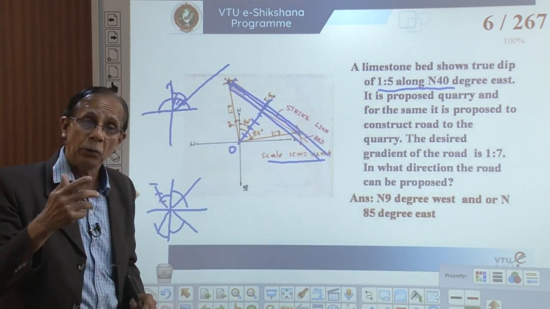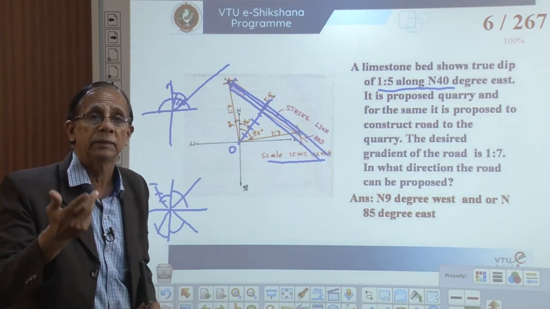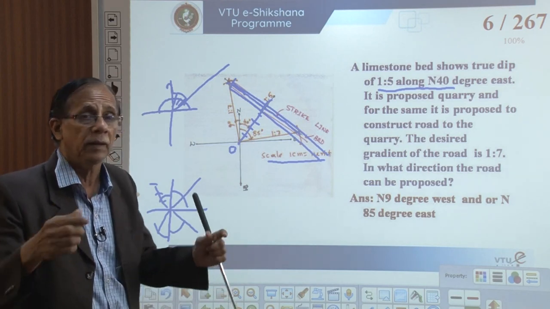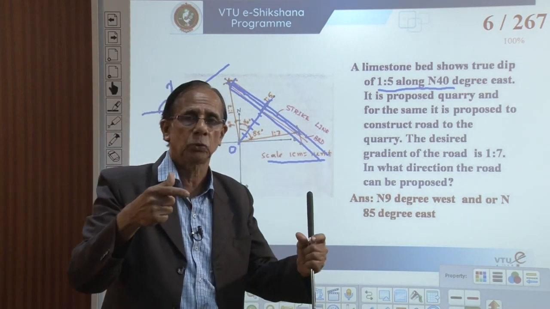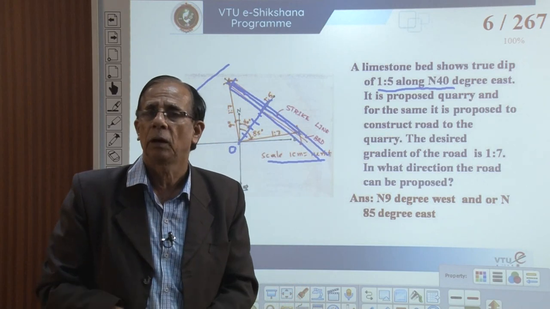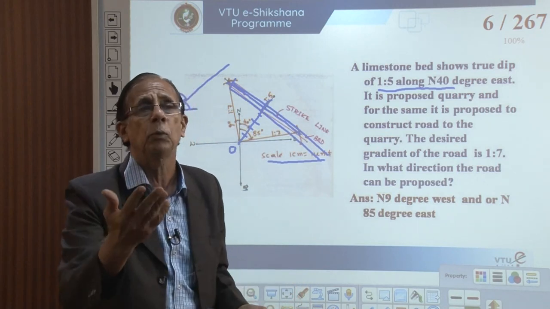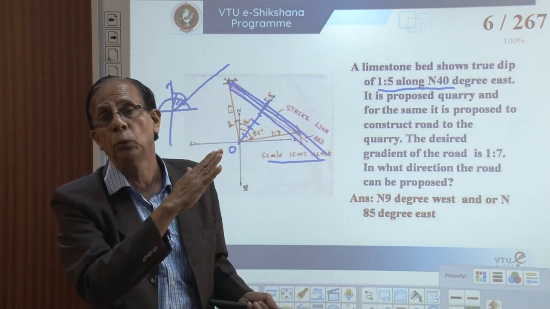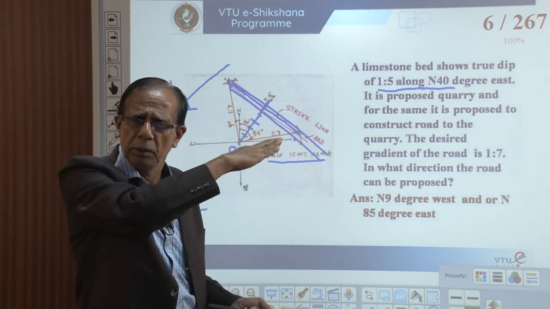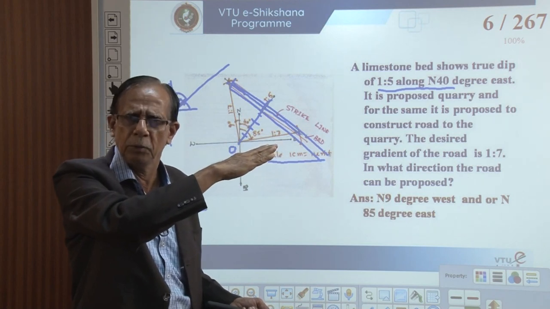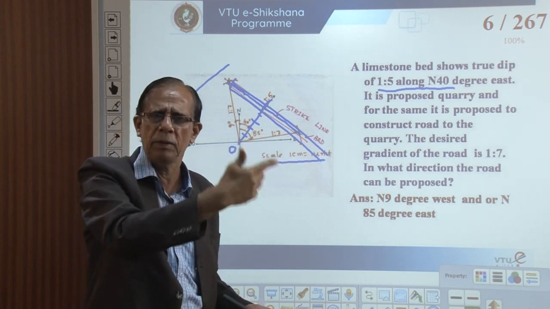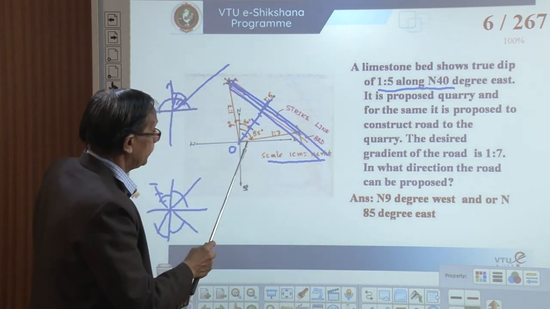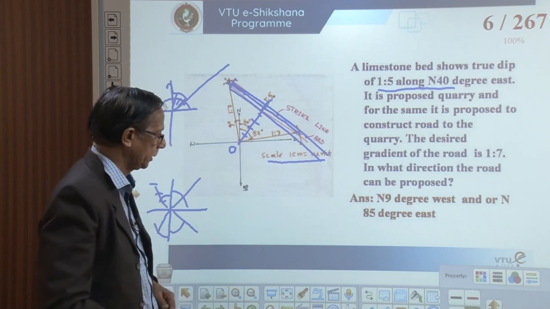Now, I have to select the direction of the road, and the required gradient or slope is 1:7. How do we define it? It depends on the amount of load I have to lift. With a very steep gradient, a heavy load cannot climb up. A gentle road is required. Like that, it depends on the density of the material. Therefore, now I have to have a road of 1:7 gradient.